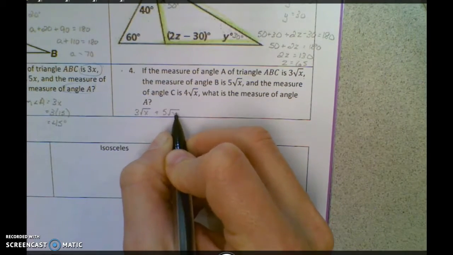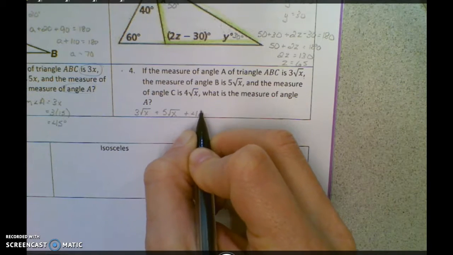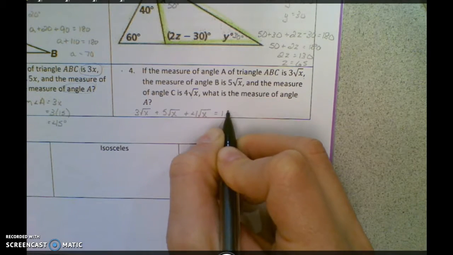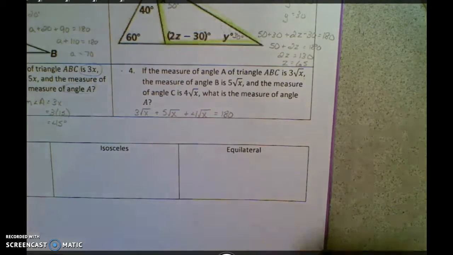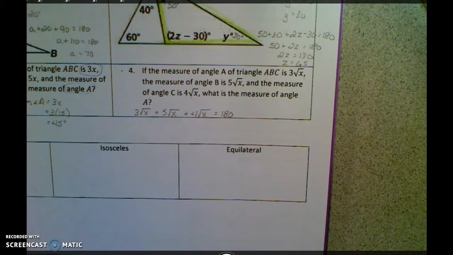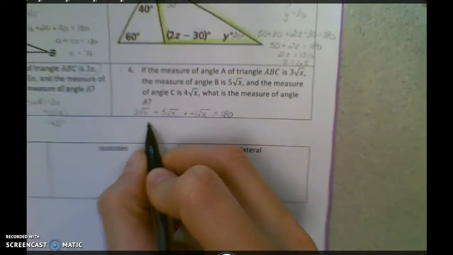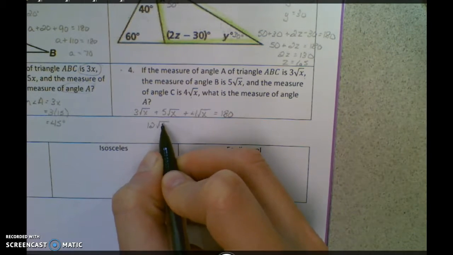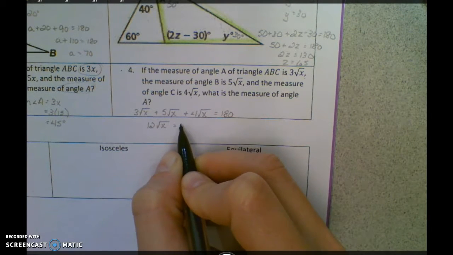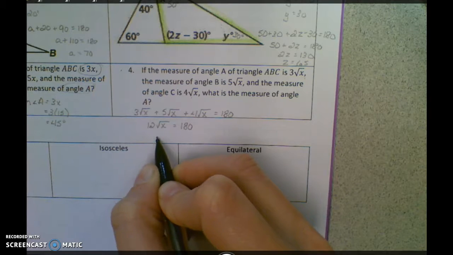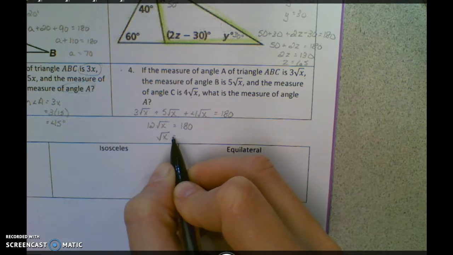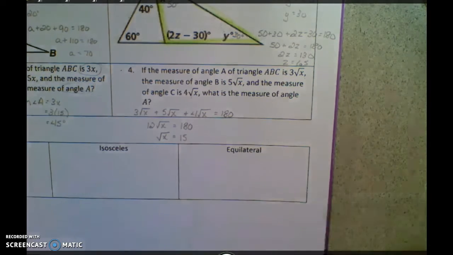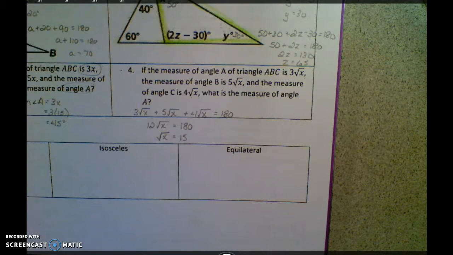So I'm going to take the angles in my triangle, add them together, and set it equal to 180 degrees. Those are still like terms. They're weird like terms, but they're still like terms. So I'm still going to get a coefficient of 12, and my like term was a root x. I have 12 of those root x's. I'm still going to divide by 12, which still gets me 15.